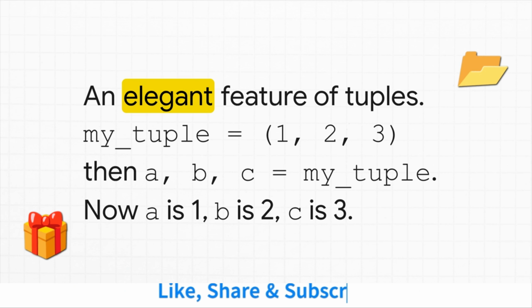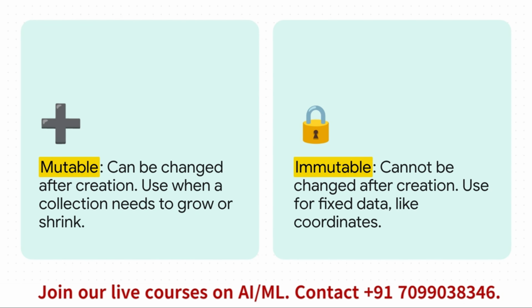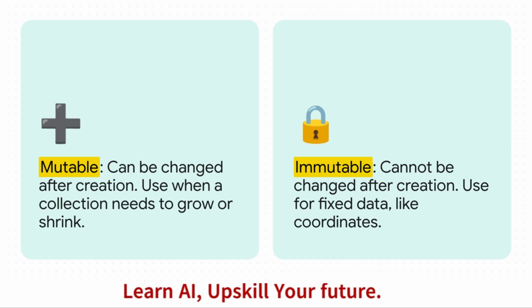So A becomes 1, B becomes 2, C becomes 3. It's so clean and so readable, you'll find yourself looking for excuses to use it. So when it comes down to choosing between a list and a tuple, it's actually a pretty simple choice. It's all about that one word: mutability.